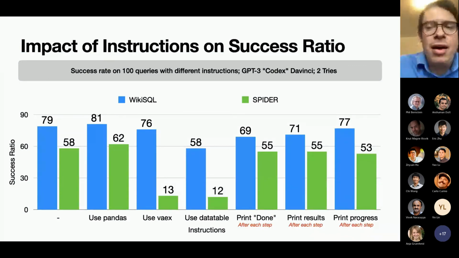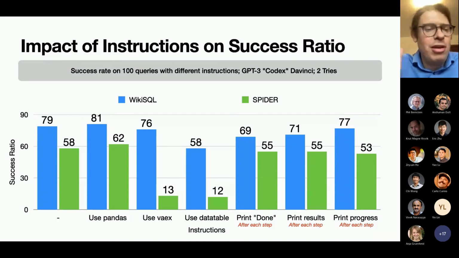There's a few commands that can actually even improve the success ratio. For instance, asking the system to use pandas slightly improves the performance on WikiSQL, because that is a very natural library to use for SQL query processing as well. But in some of the other cases, the success ratio clearly drops.